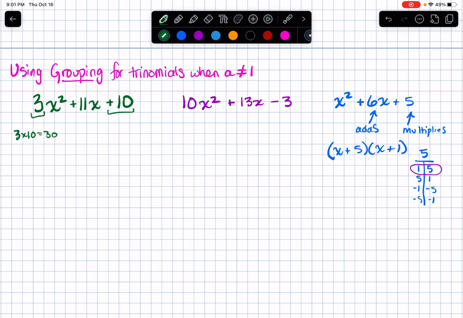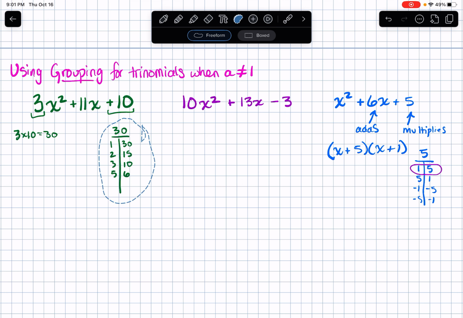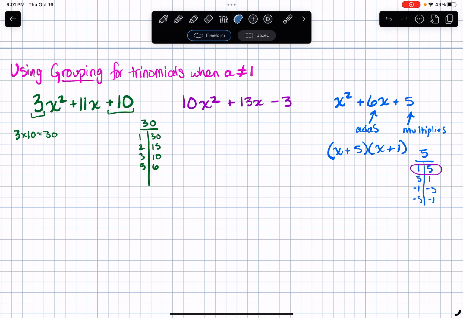And then I'm going to ask myself, what are all of the pairs of numbers that multiply to 30? I could do 1 times 30. I could do 2 times 15. I could do 3 times 10. I could do 5 times 6. And then I could switch the order, do 6, 5, 10, 3, etc., or -6, -5, -10, -3. So I won't write out that entire list, but this is kind of my basic set of pairs, and then I can play around with negatives if I wanted to.